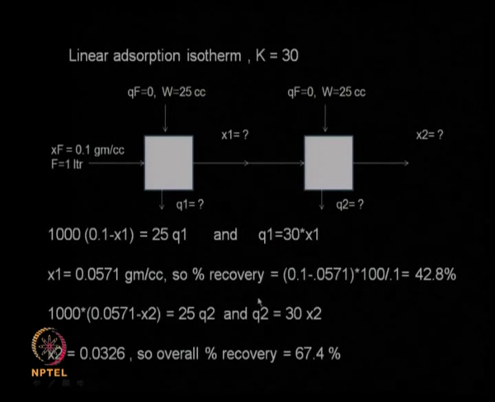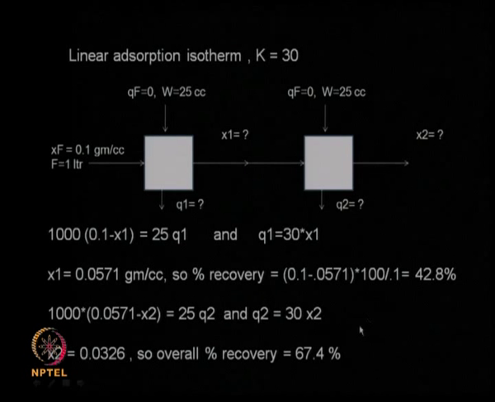So look at these 2 equations: although they all follow the linear adsorption isotherm, the Q1 and x1 are related like this and Q2 and x2 are related like this, okay. So the equations here are very different. So you substitute again here and you can calculate for x2, say x2 comes out to be 0.0326. So if you compare 0.1 and 0.0326, we can find out the overall adsorption efficiency, that comes out to be 67.4%. So if I have a single stage adsorber and if the system follows a linear adsorption isotherm, the efficiency of adsorption is 42%. By adding another adsorber I am increasing the efficiency from 42 to 67.